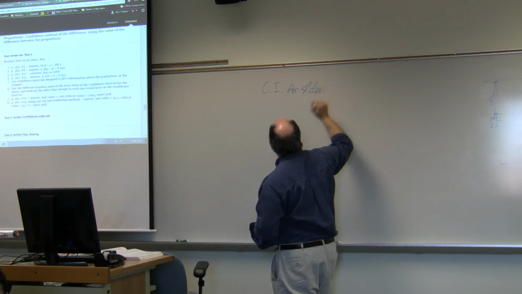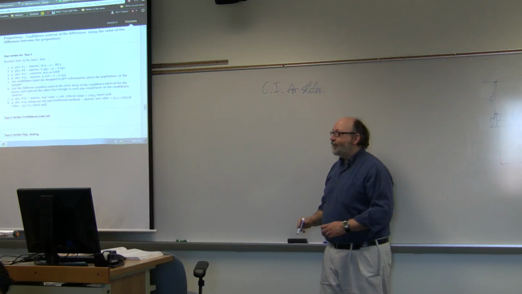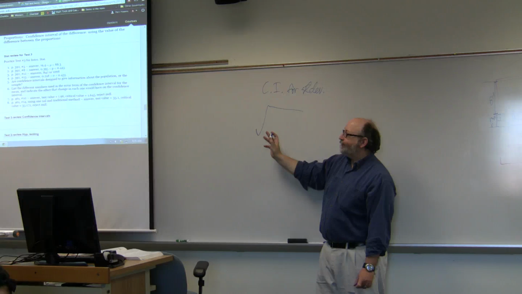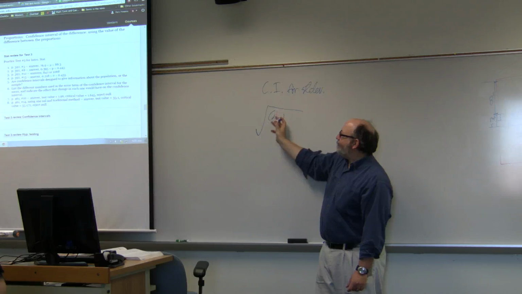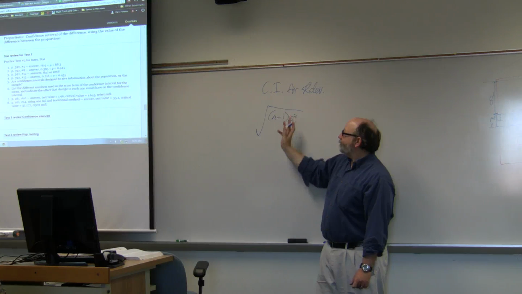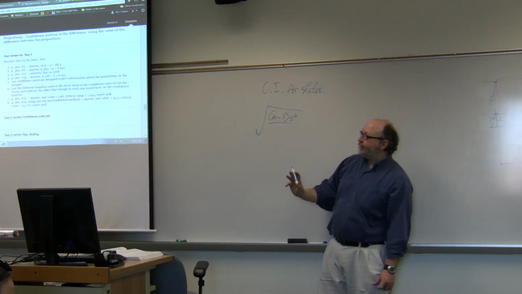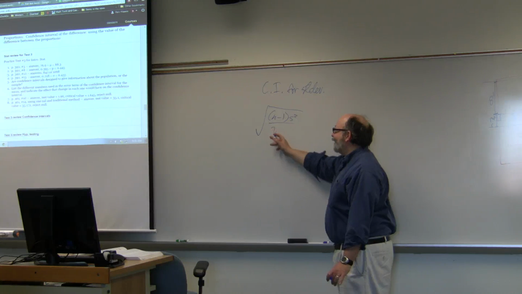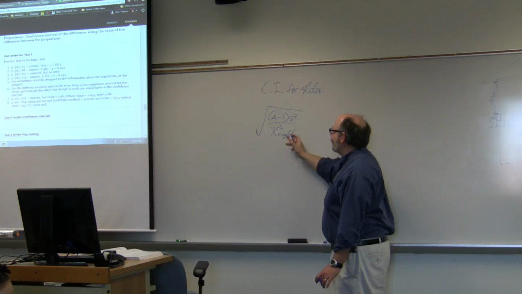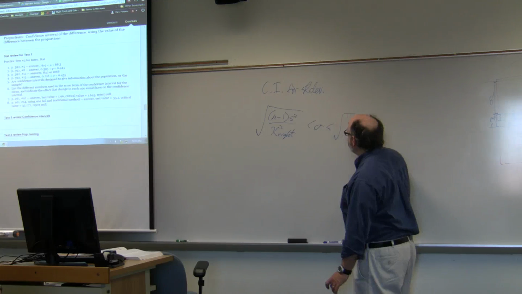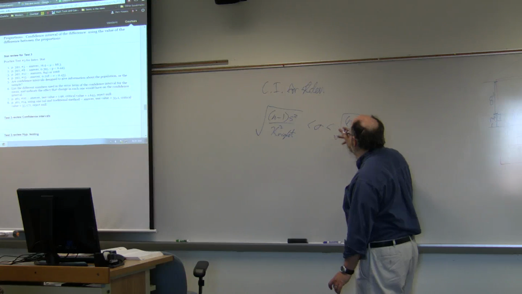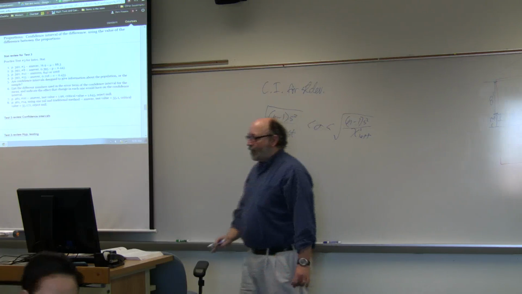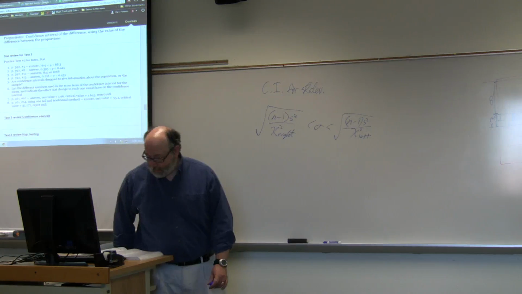Is this the square root over n? Okay, yeah. Square root of n minus 1 times s squared over chi-squared right. And then you do the same thing with chi-squared left. Okay. Now all we have to do is find these. Okay.